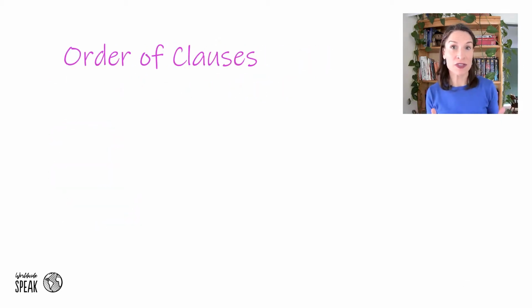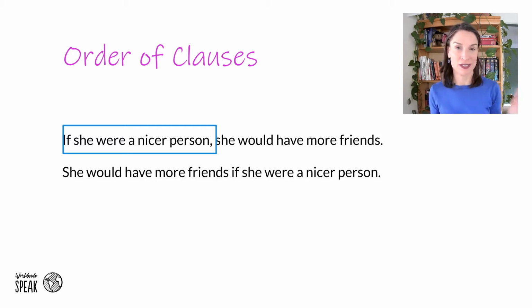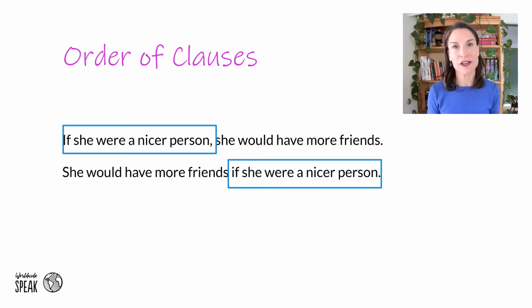So there are just two more things to say about second conditional, and they are related. So you notice that before, all of my sentences started with if. They started with the if clause, right? Like this. If she were a nicer person, she would have more friends. So you can make the sentence like this, beginning with if, or you can switch the order of your clauses and you can put the main clause first, like this. She would have more friends if she were a nicer person. So this is something you can do with your conditional sentences. You can change the order.